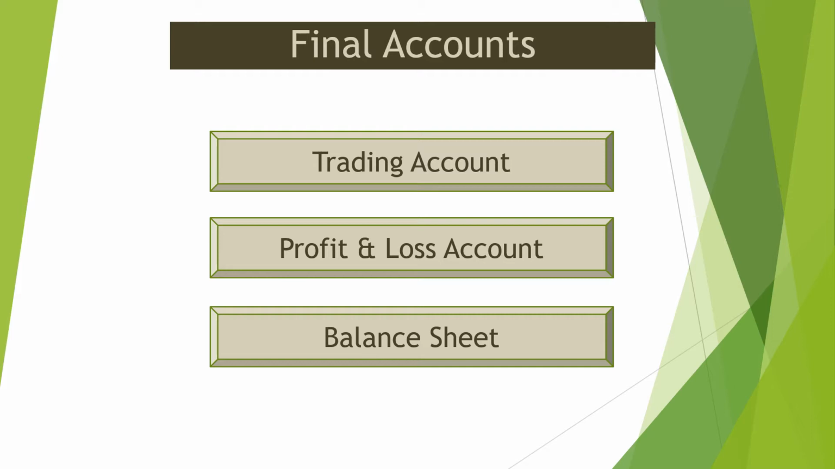Profit and loss account. The same gross profit or gross loss is transferred to profit and loss account, and the remaining indirect incomes and expenses are merged to achieve the net profit or net loss. Gross profit goes to the credit side of profit and loss account, and gross loss is placed on the debit side of profit and loss account.